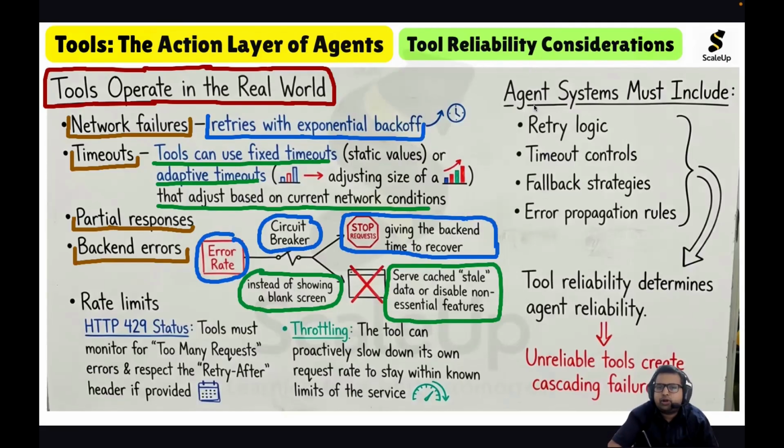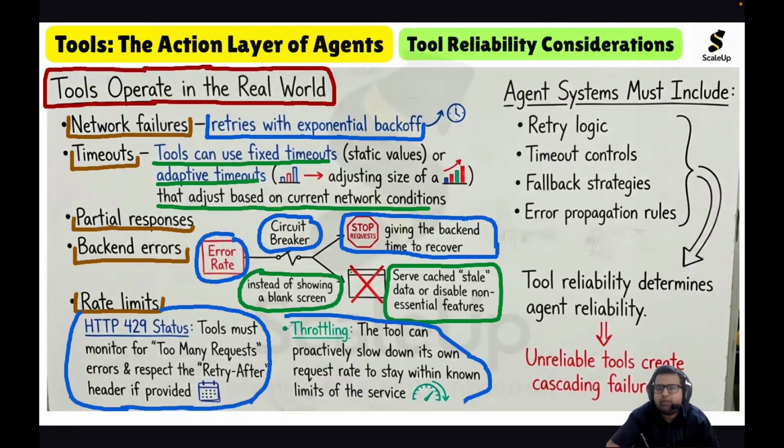Tools should also handle rate limits. Tools must monitor for too many requests and respect the retry after header if provided. Throttling. The tool can proactively slow down its own request rate to stay within known limits of the service.